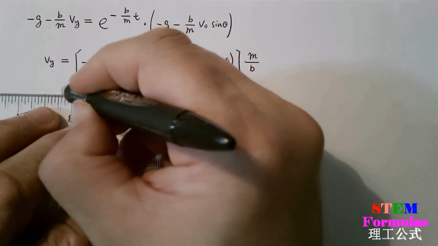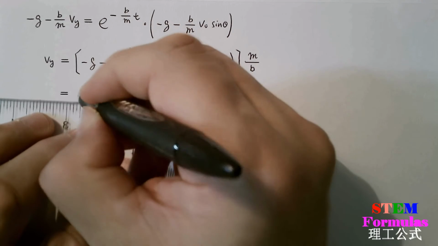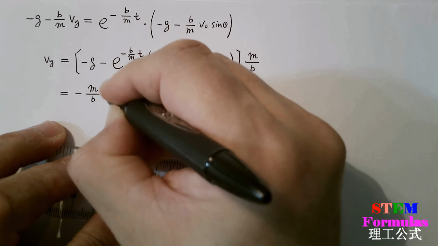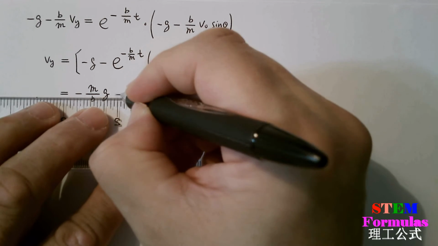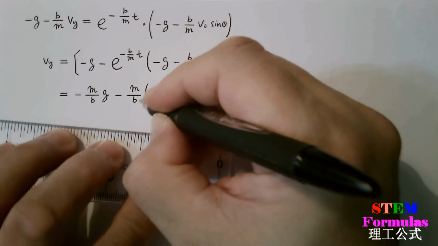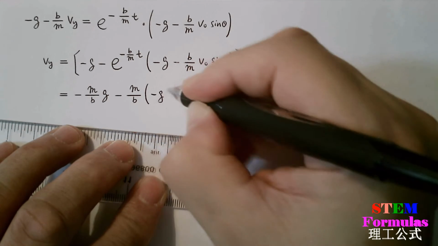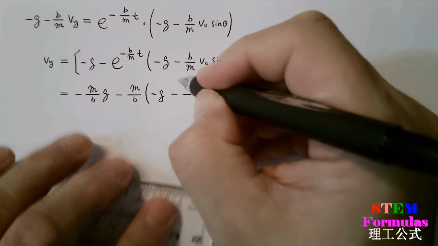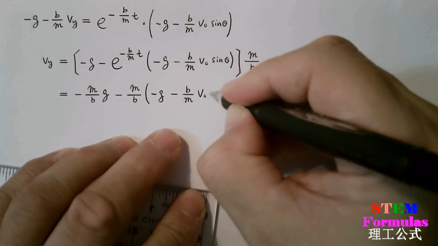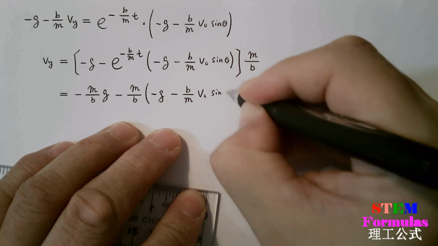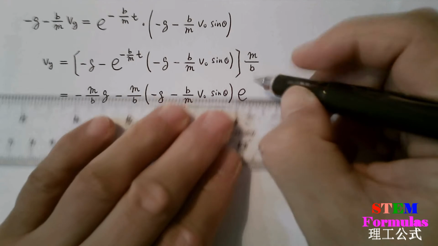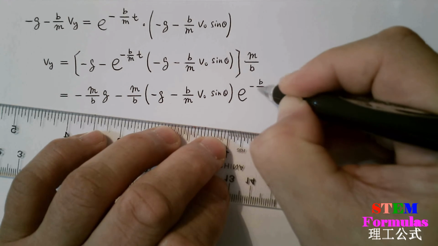And I write down further equal minus m b g minus m b bracket minus g minus b m v0 sine theta and e to the minus b m t.